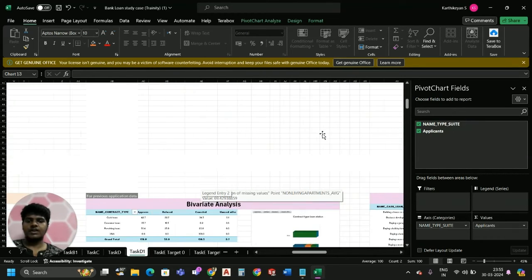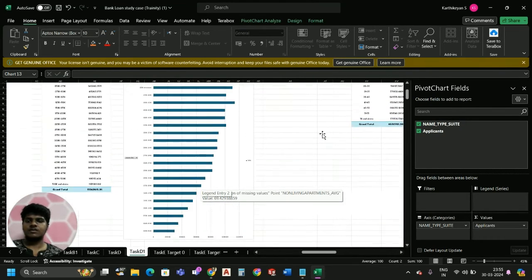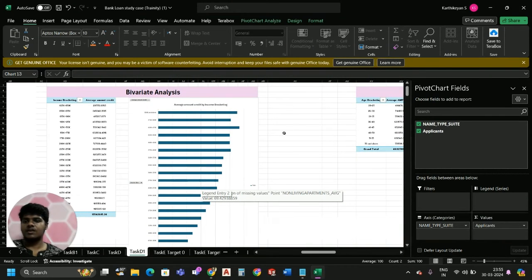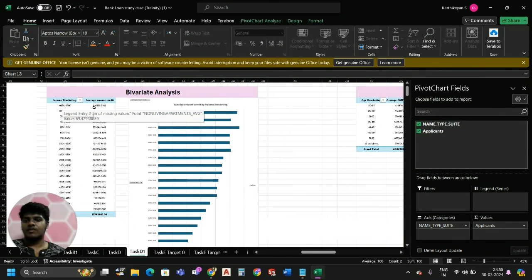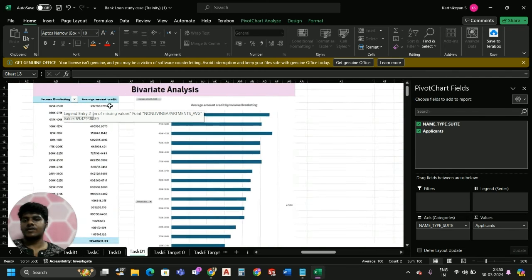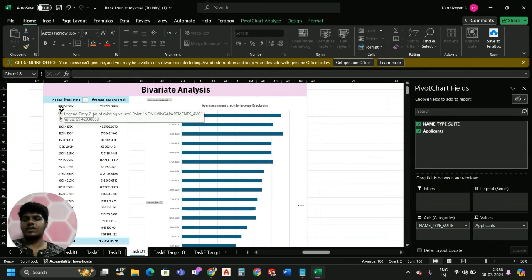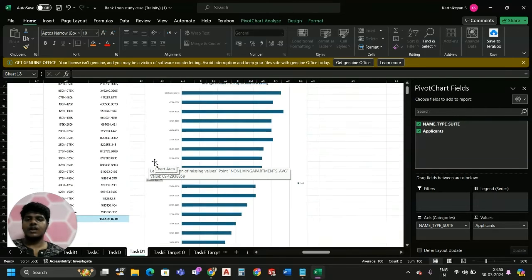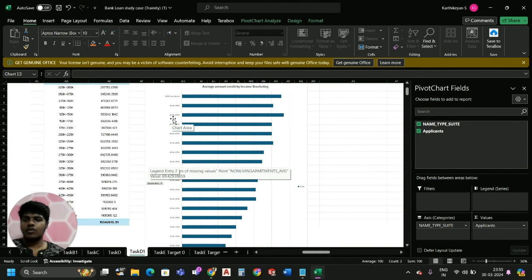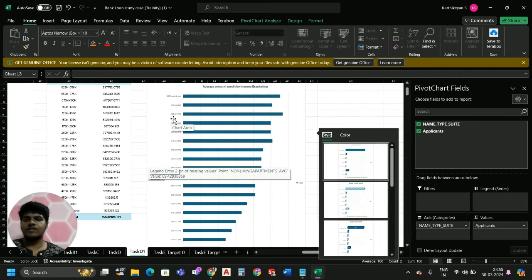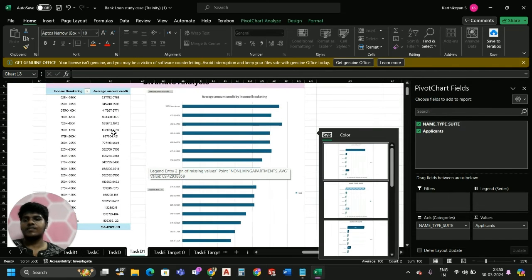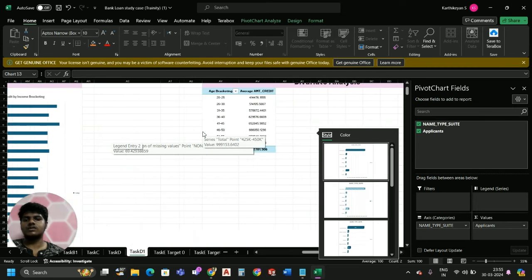When it comes to the bivariate analysis, here we can see the income bracketing with the average amount credited. That means for the client having 25,000 to 50,000 income bracketing, how much average amount will be credited here. The client who is having 4 lakh to 4,50,000 to 4,75,000 salary has the maximum average amount credited based on the loan.